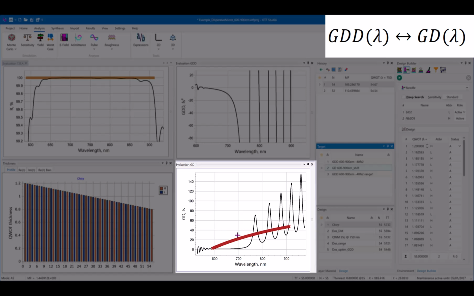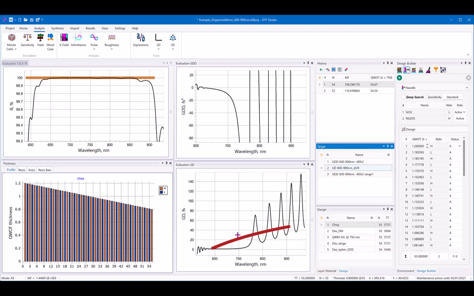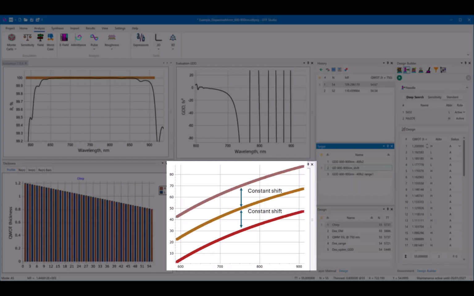Dispersive mirrors are defined by relative group delay, not absolute group delay. The target group delay is not uniquely defined. Only its shape matters, not its absolute values. This means that a constant group delay shift does not change pulse compression. If we shift the target group delay by an arbitrary constant, it will mean a time axis shift of the pulse and does not affect the pulse shape.